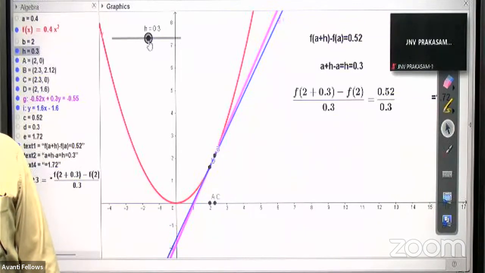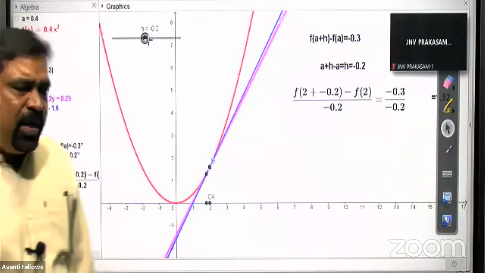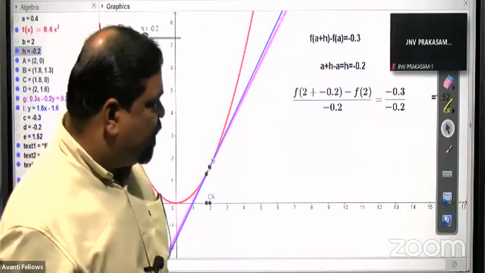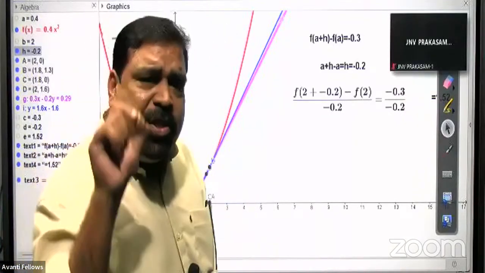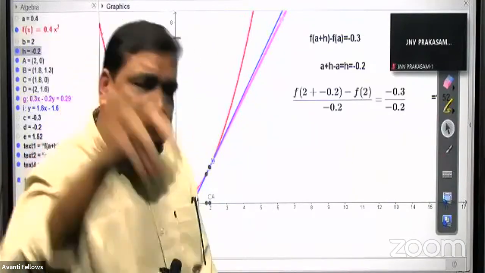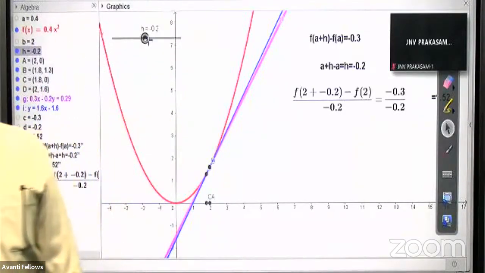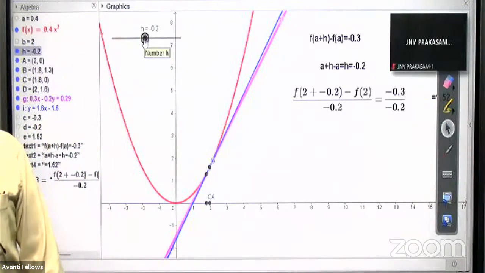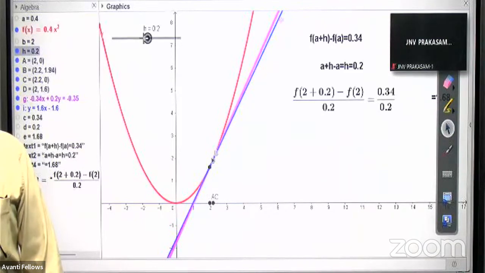Now I will again reduce h. H tends to 0. What I am doing is giving values for h that are very close to 0. H is approaching 0. That's the meaning. H is approaching 0 means h takes values very close to 0. Okay, so h is 0.2. Sorry, 0.2 now. Okay, h is 0.2.